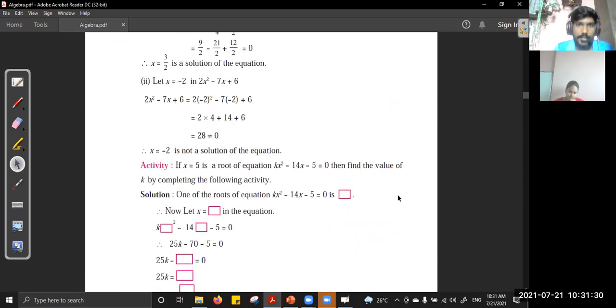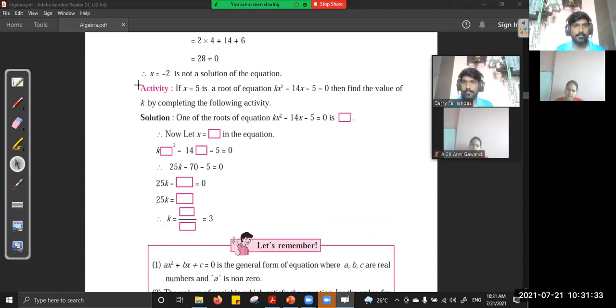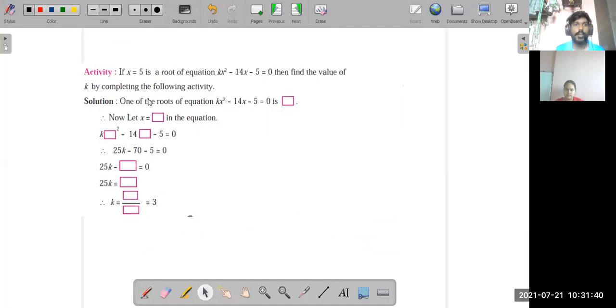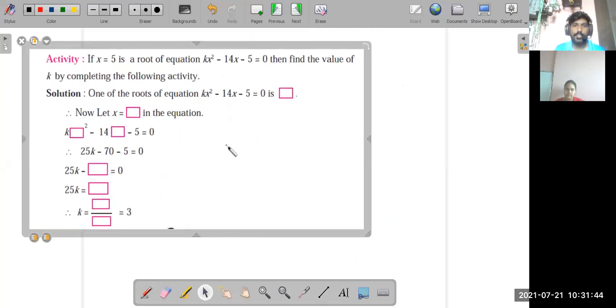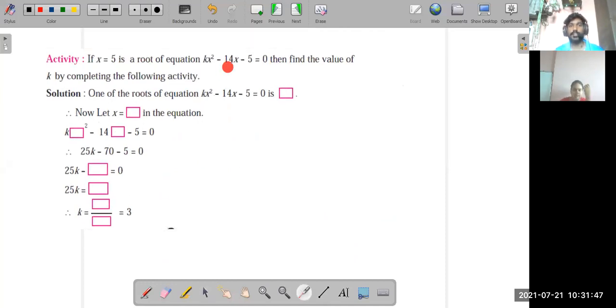That is this one, right? Yes. Okay. If 5 is a root of the equation kx squared minus 14x minus 5 is equal to 0, then find the value of k by completing the following activity. Now, one of the roots of this equation is dash. That is given in the question. Can you tell what it is? x is equal to 5.